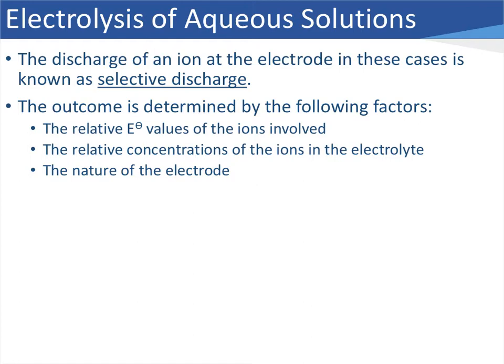The discharge of an ion at the electrode in these cases is known as selective discharge. Selective because we have to actually give some thought to which ion will be discharged. The outcome is determined by the following factors. Number one, the relative standard electrode potential values for the ions involved, which we'll learn about. The relative concentrations, which we'll learn about. And the nature of the electrode, which will also play into our discussion.